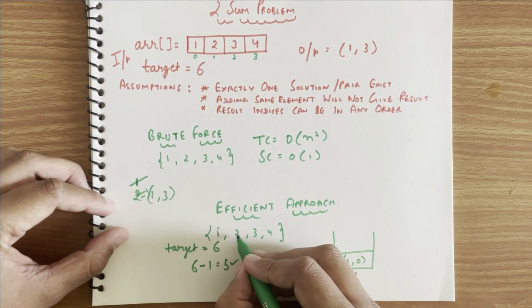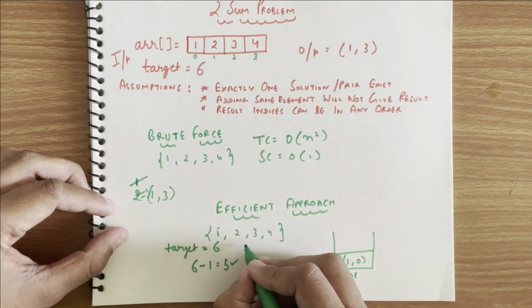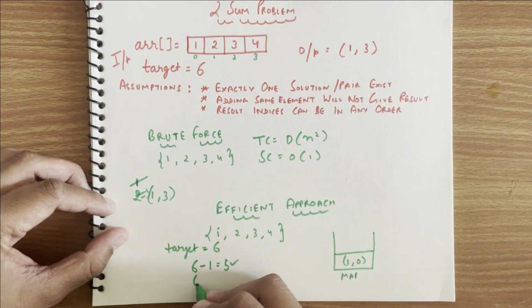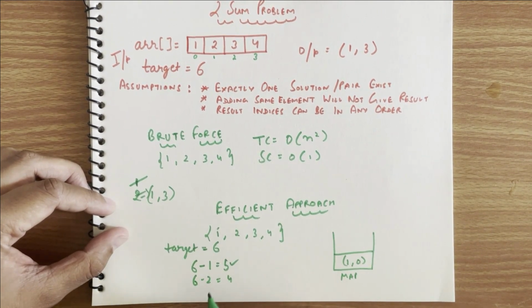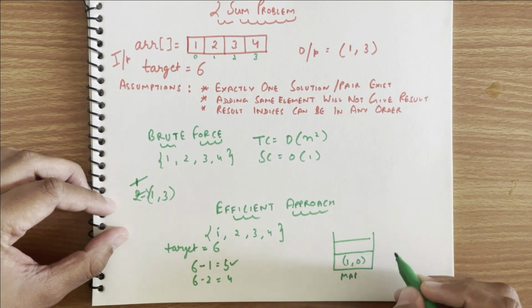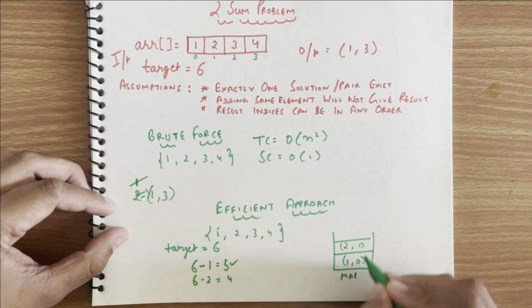Now we will move forward with the second element. Our target is 6, the element is 2, so 6 minus 2 equals 4. We will see, does 4 exist? No, 4 also does not exist. So we will store 2 comma 1 in the hash map.